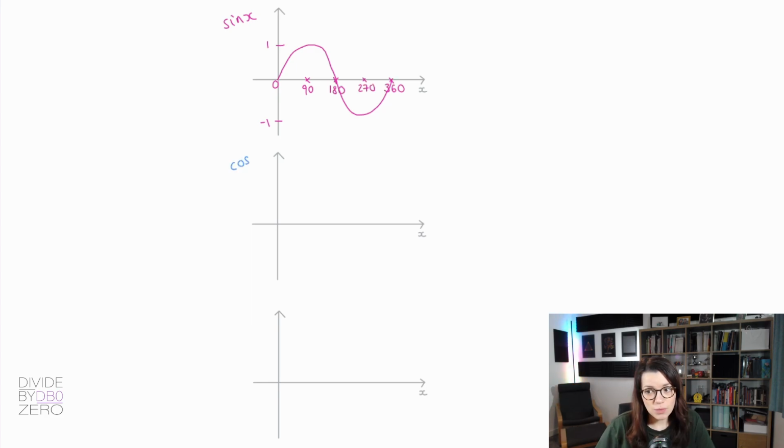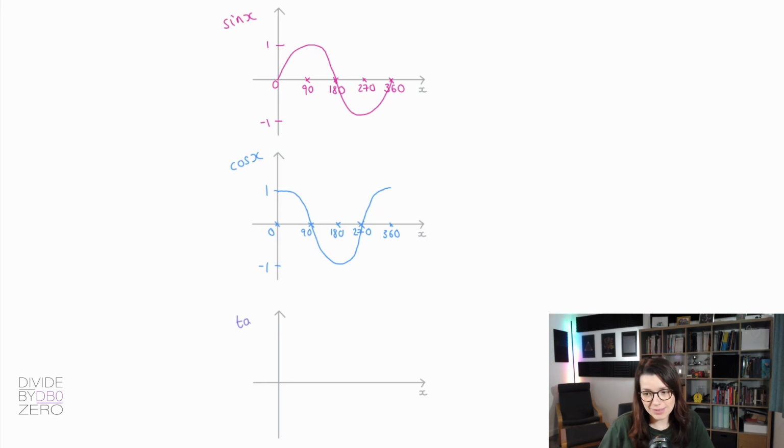Cos x is quite similar, but this time it starts at 1 and then curves down before coming up again. So the max is 1 and the min is -1, just like sine. And the interesting angles are also the same: 0, 90, 180, 270 and 360.